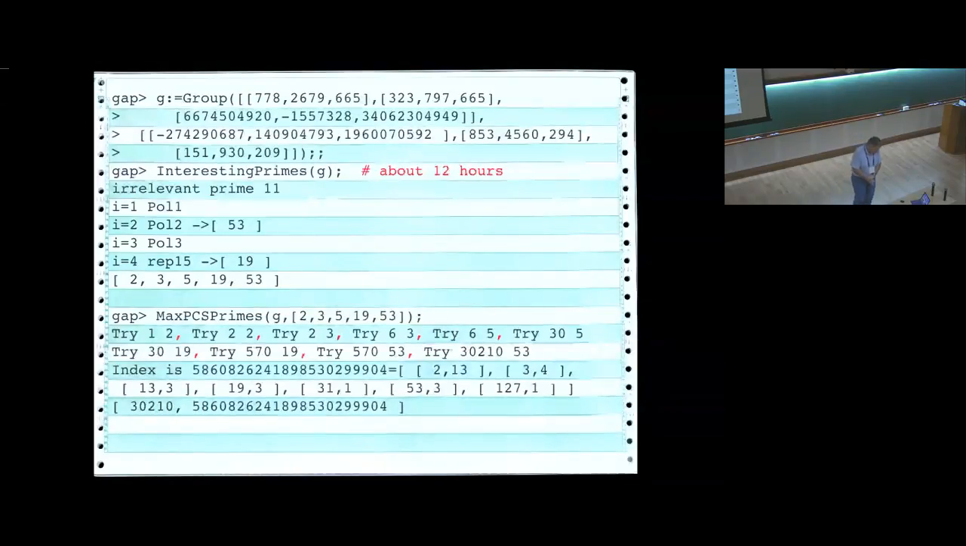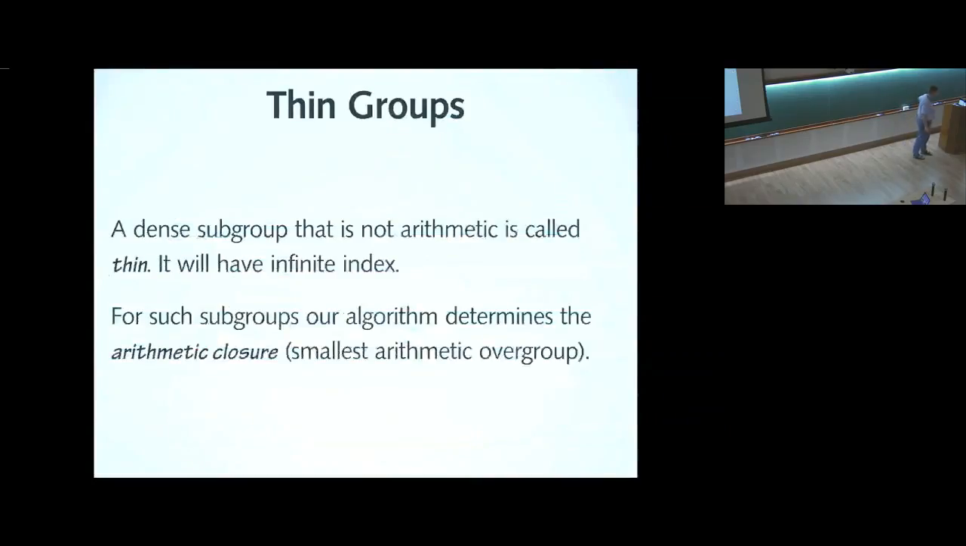Okay, in the last, and as I see, I still have a full 45 minutes. Very good. So in the last, I think about 5-ish minutes, let me briefly talk about what happens if the group is thin, if it is dense but not arithmetic. It has infinite index. If we feed such a group to our algorithm, it determines what I would call, I don't know whether this term is used in general, the arithmetic closure, the smallest arithmetic overgroup.